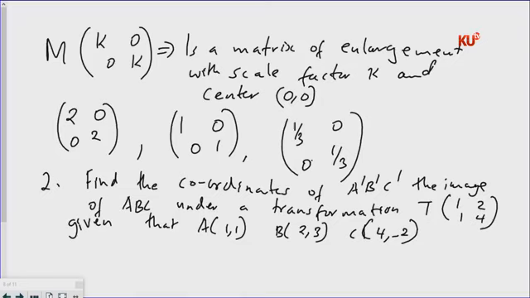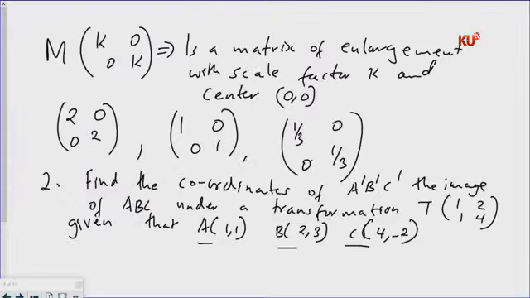So we have 3 points, A, B, and C, which are what we call the object points. We are supposed to obtain the image points, A prime, B prime, C prime, under the transformation matrix T, which is [1, 2; 1, 4]. So we proceed as follows.